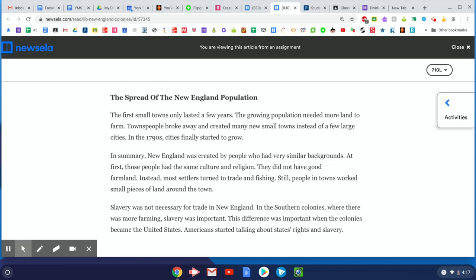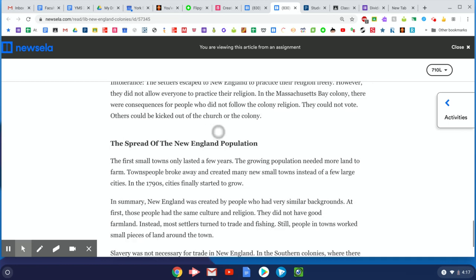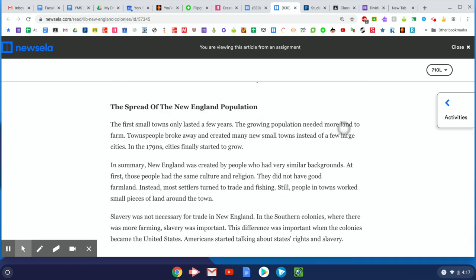The next section, the spread of the New England population. The first small towns only lasted a few years. The growing population needed more land to farm. Townspeople broke away and created many new small towns instead of a few large cities. In the 1790s, cities finally started to grow.